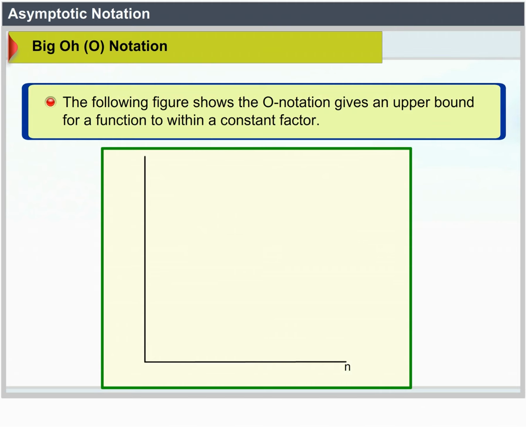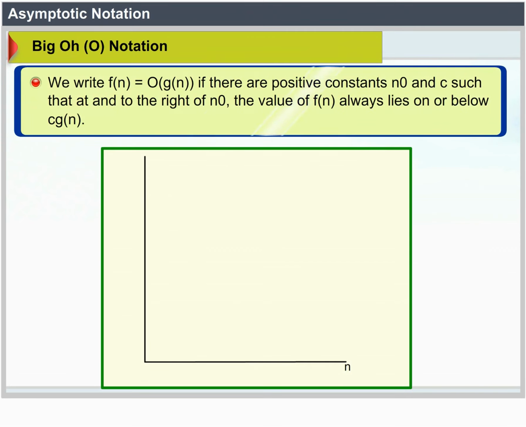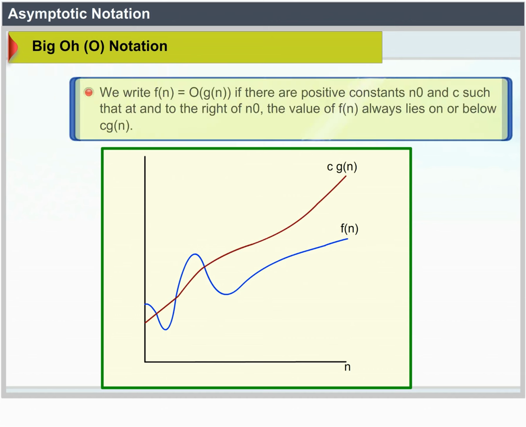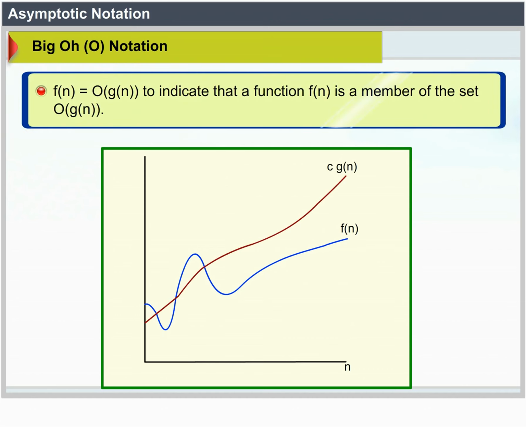This figure shows the big O notation gives an upper bound for a function to within a constant factor. We can write f of n equal to big O of g of n if there are positive constants n naught and c such that at and to the right of n naught, the value of f of n always lies on or below c g of n. We write f of n equal to big O of g of n to indicate that a function f of n is a member of the set big O of g of n.